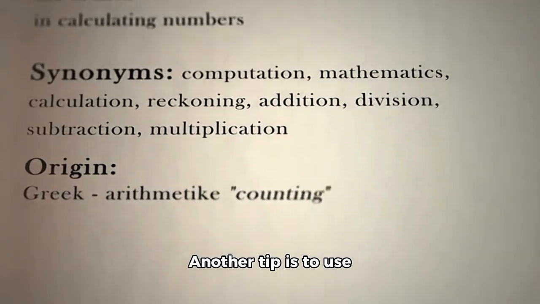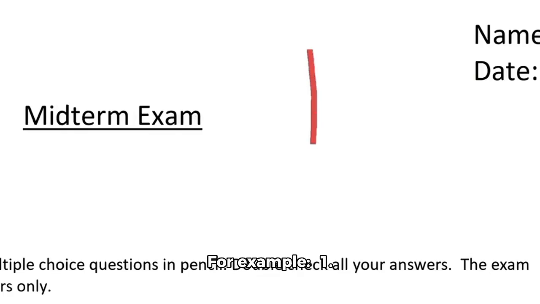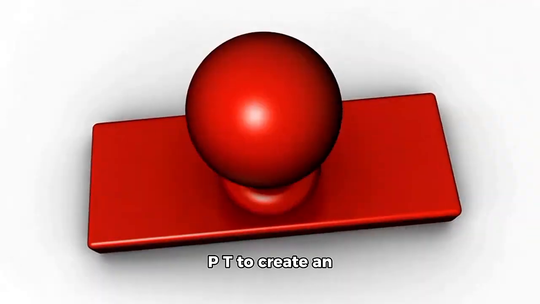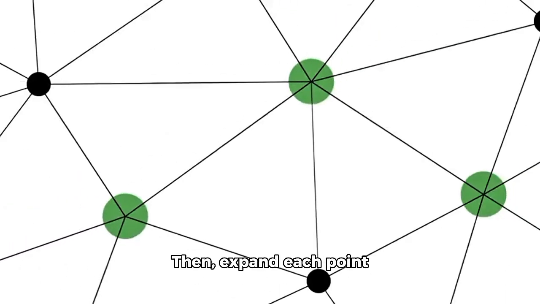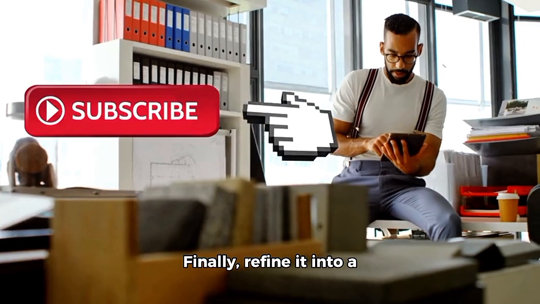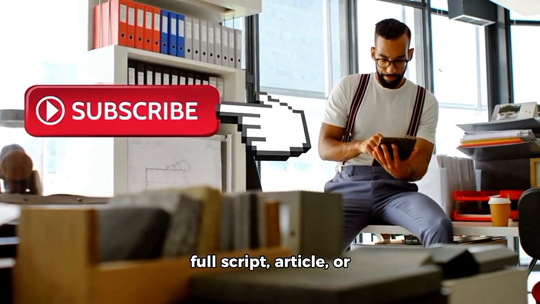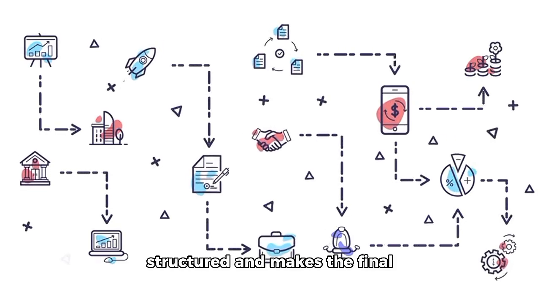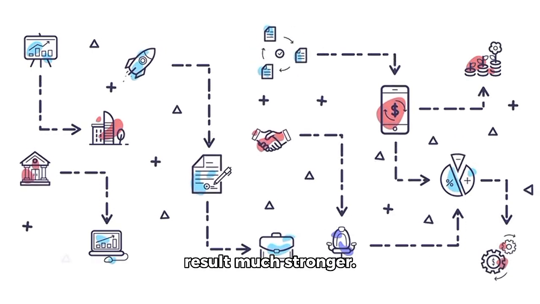Another tip is to use systematic prompts. For example, 1. First, ask ChatGPT to create an outline. 2. Then, expand each point with examples. 3. Finally, refine it into a full script, article, or video content. This workflow keeps your ideas structured and makes the final result much stronger.